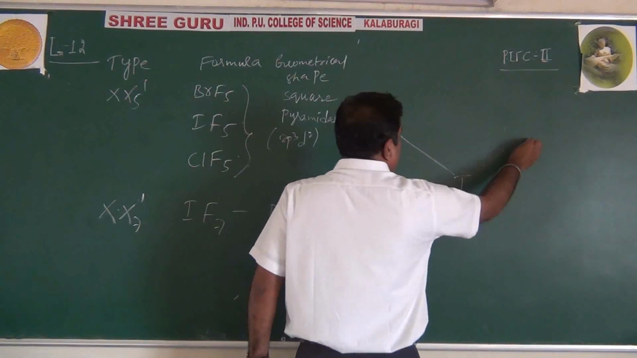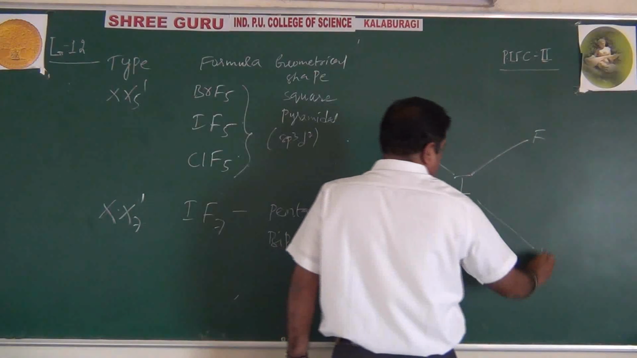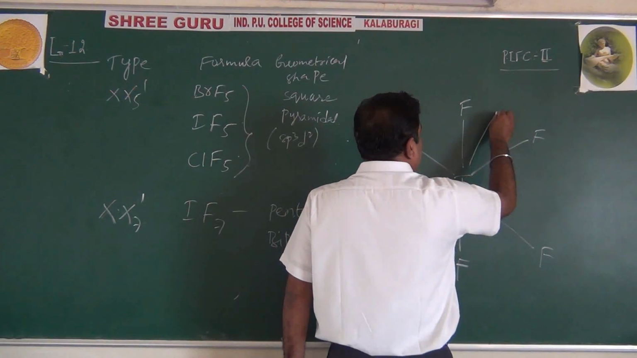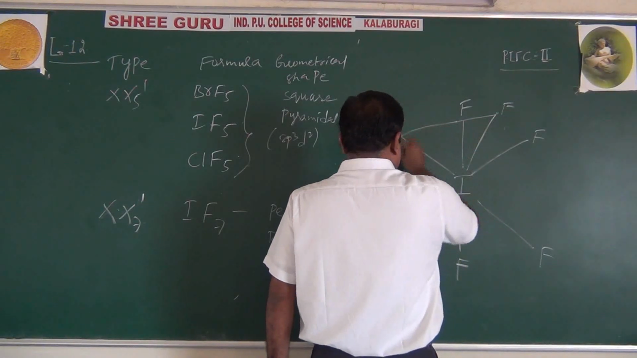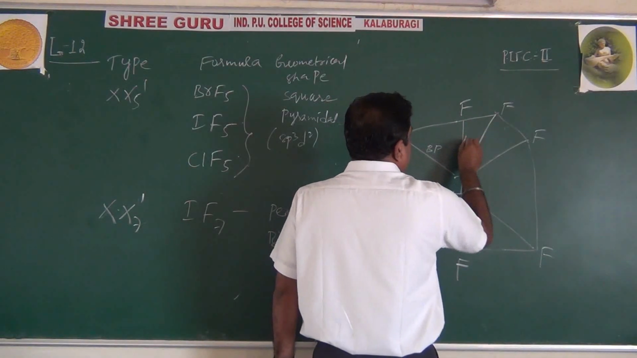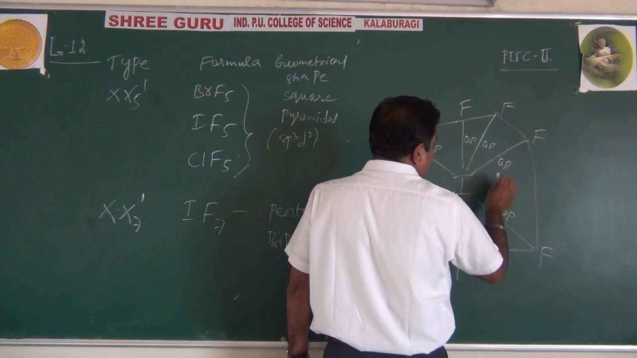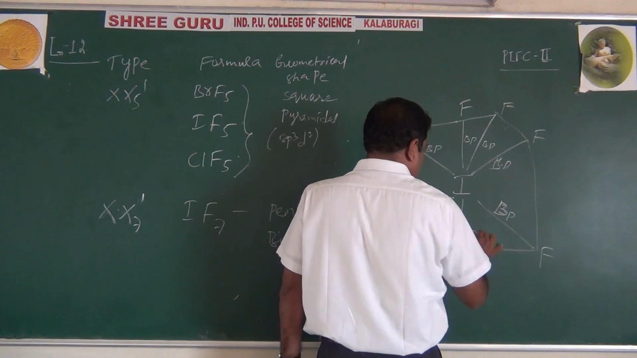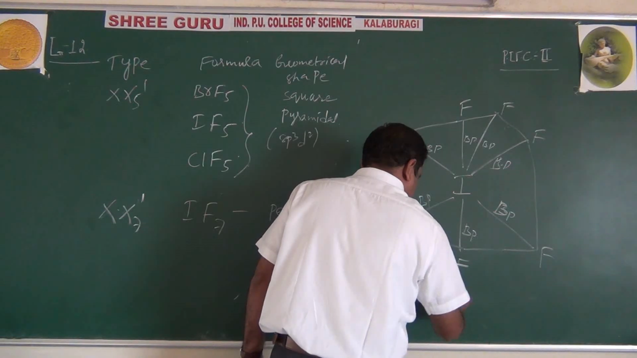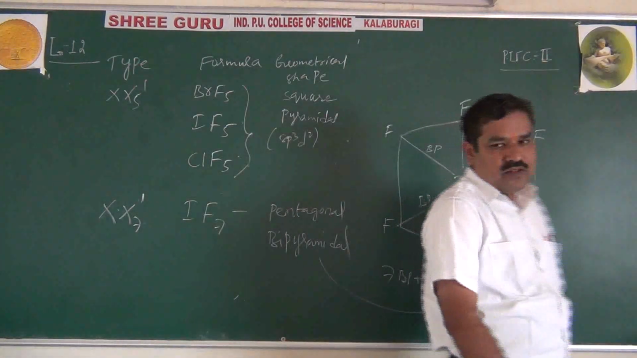Iodine at the center, 1, 2, 3, 4, square planar. One above, one below, 6 bonding, remaining one. Like this, it will have pentagonal bipyramidal, all bonding pairs. BP, BP, BP, BP, BP. 7 bonding pairs, 0 lone pairs. Therefore, it is sp3d3 hybridization, pentagonal bipyramidal structure.